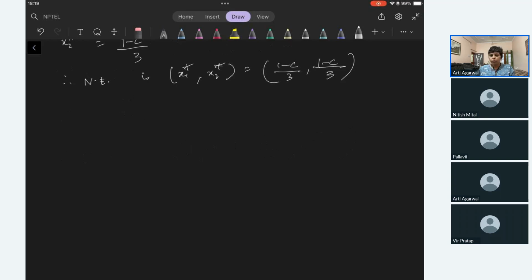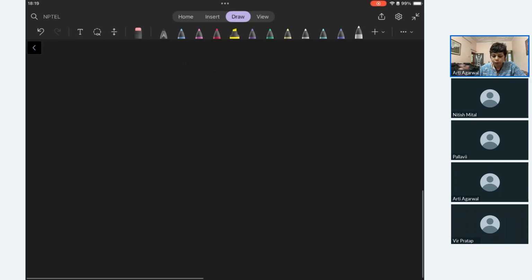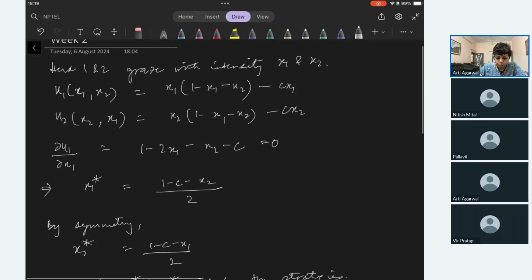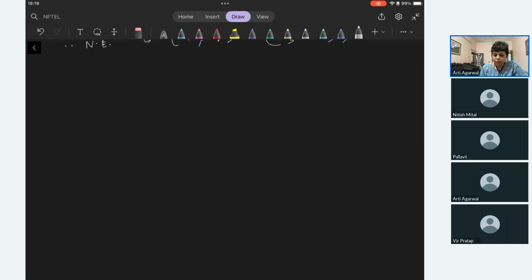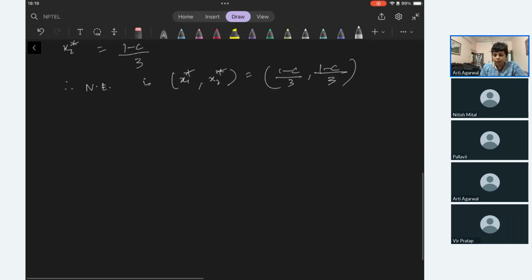Now, the other question is: is this Pareto optimal? This is a similar question to what we discussed in the class, so I'm leaving this for you to solve. I will post the solution after the class, maybe in a day or two. But it will be good for you to solve the Pareto optimality part and check if this strategy, 1 minus c by 3, 1 minus c by 3, is Pareto optimal.